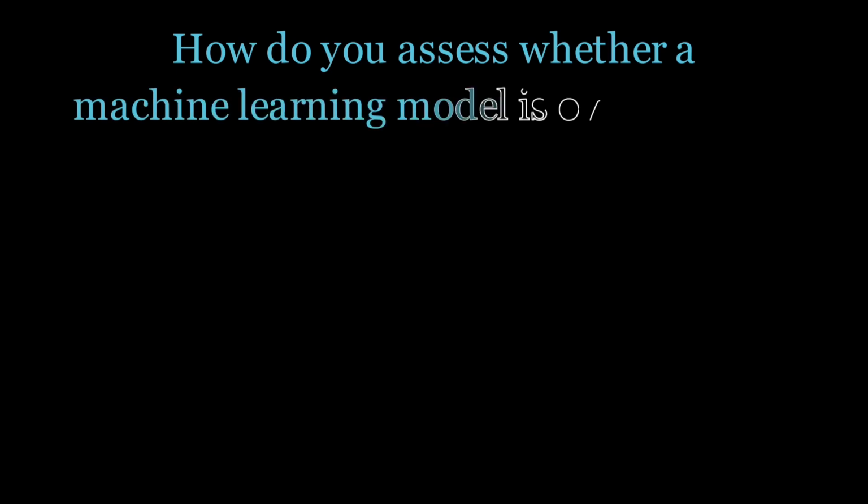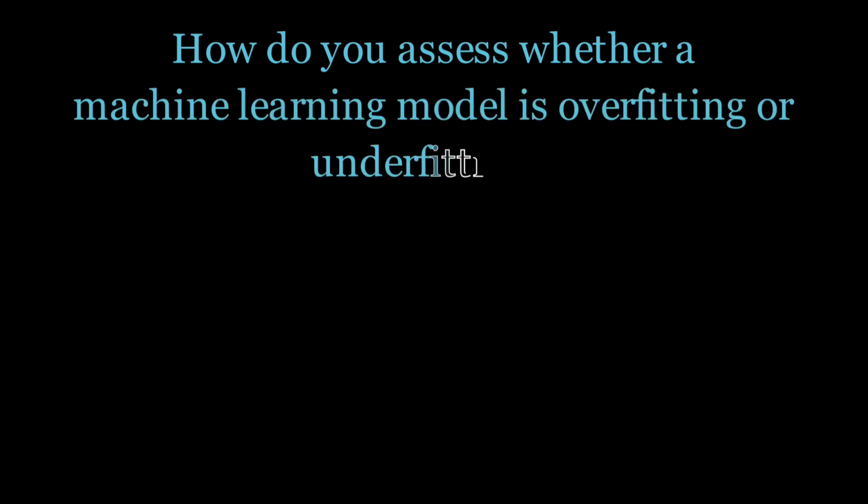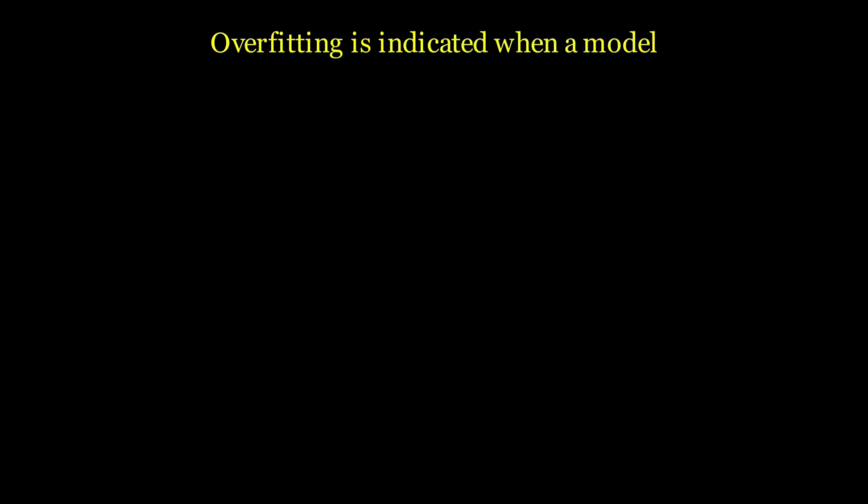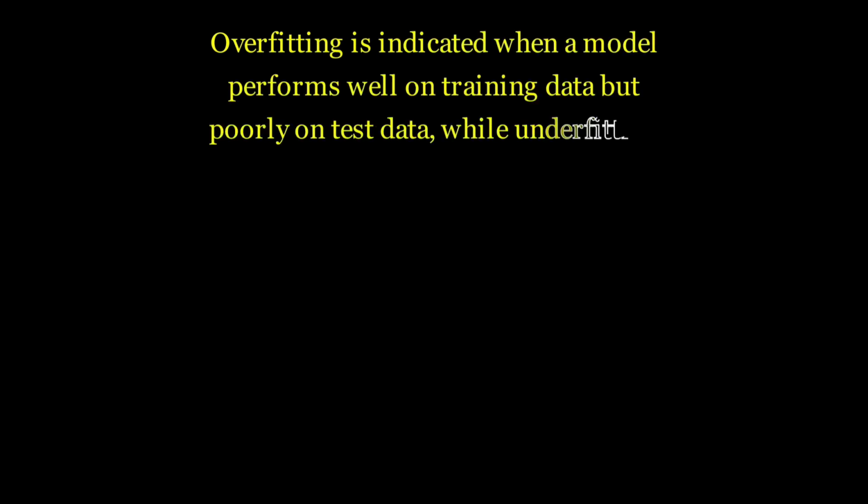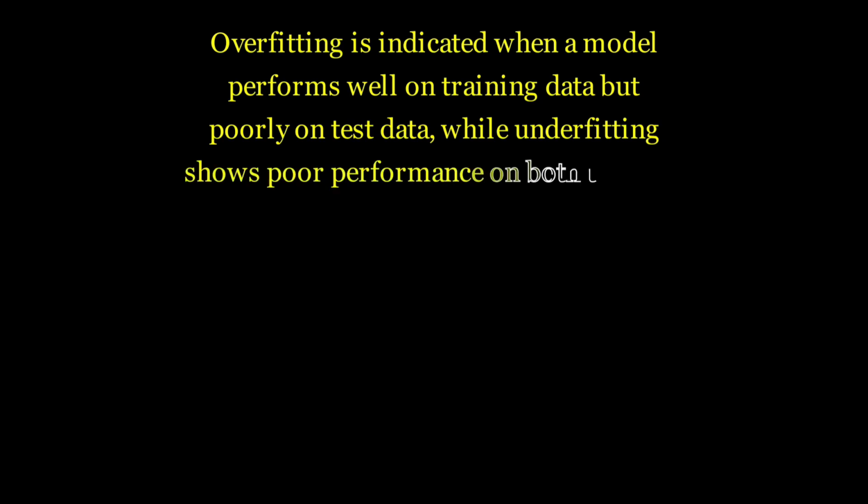How do you assess whether a machine learning model is overfitting or underfitting? Overfitting is indicated when a model performs well on training data but poorly on test data, while underfitting shows poor performance on both training and test data.